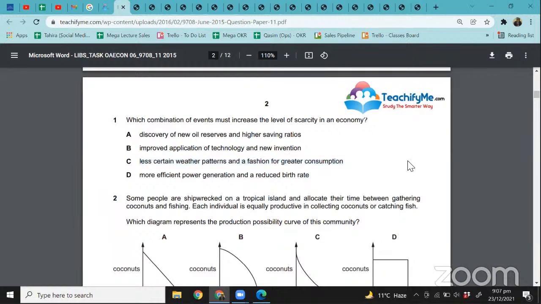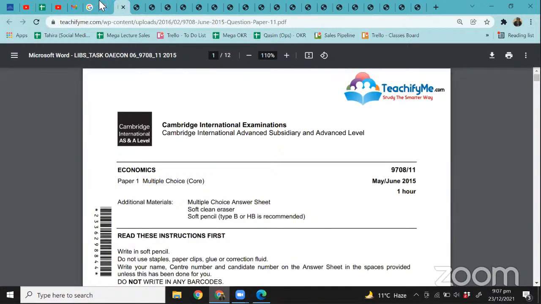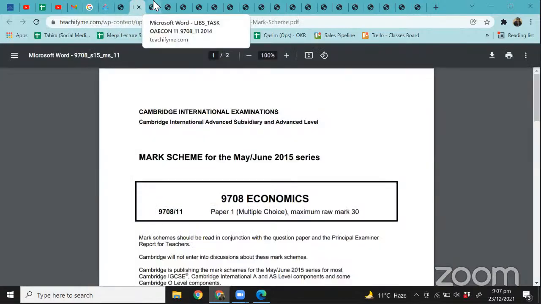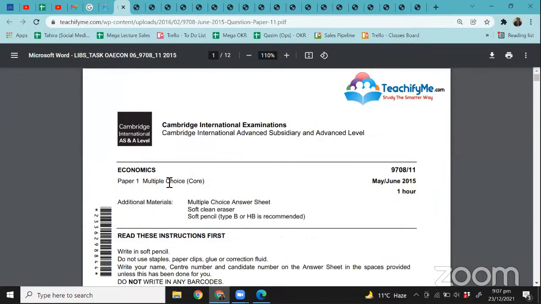I also think it's C, right? Because think about this. When there are less certain weather patterns, that can affect your agricultural output. And secondly, if people are consuming more, there's greater consumption, that will also result in scarcity. Is this simple, right, students? Are we good on this? May, June 1511. Okay, we can look at the answers afterwards.